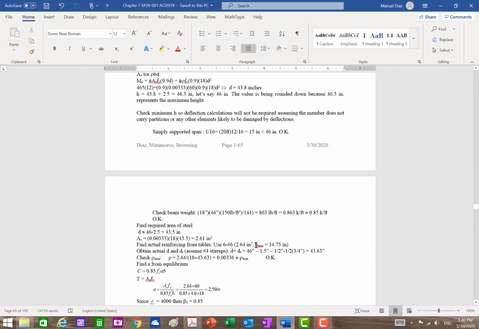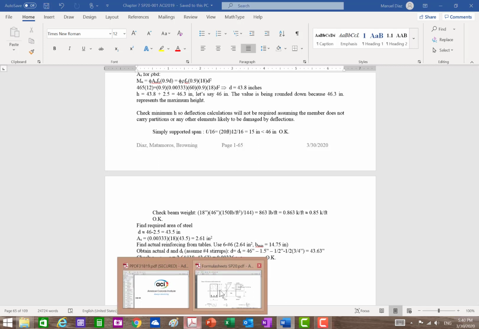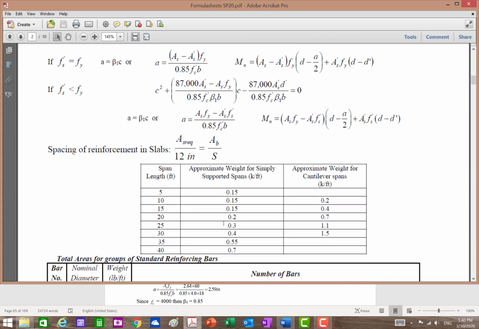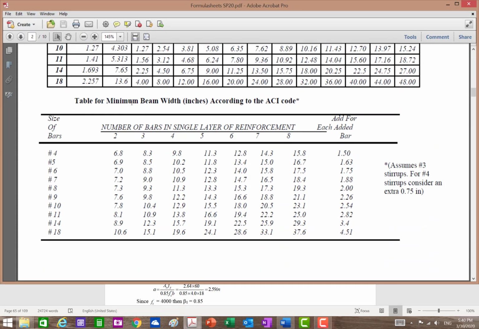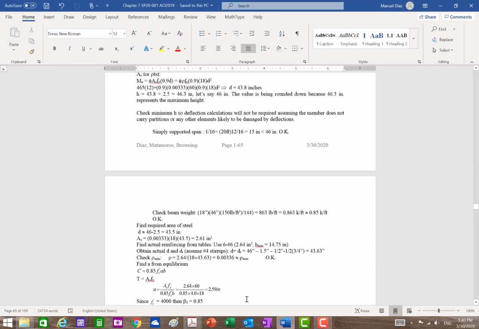Now, how do you find this number? For those that have forgotten, remember you have to go to your design aids, right? So B minimums are here, right? Minimum width, and so we're using 6 number 6s, and that requires 14 inches in order to fit it nicely. But because you're using a number 4 stirrup, you need to add 0.75, so the value becomes 14.75. And so 14.75 is your B minimum, and you have 18, so you're good.